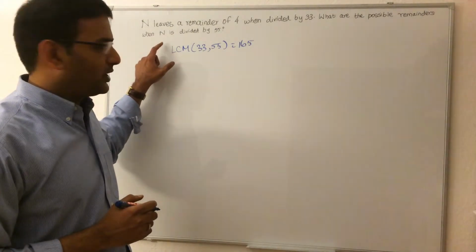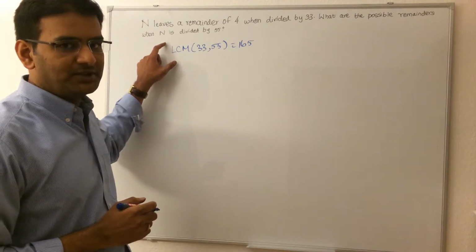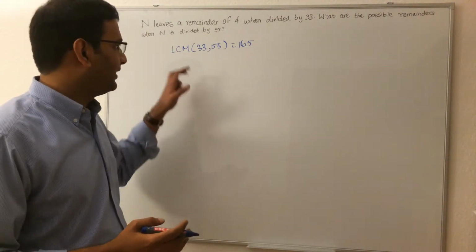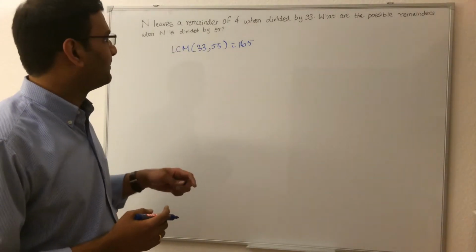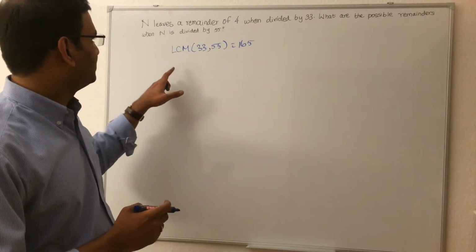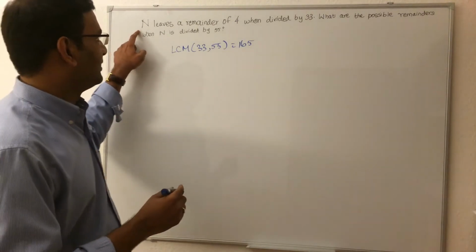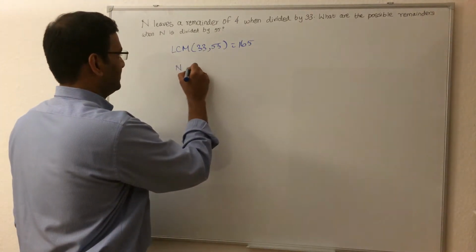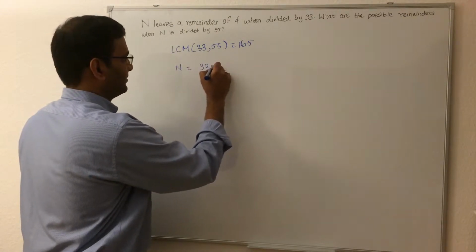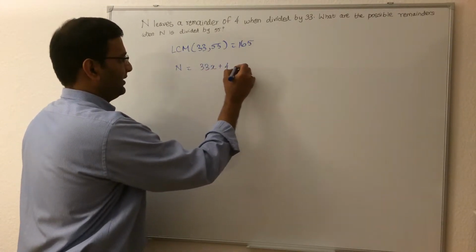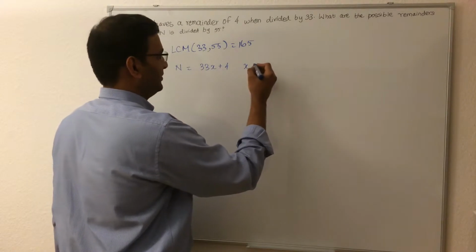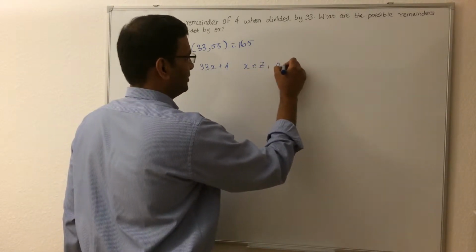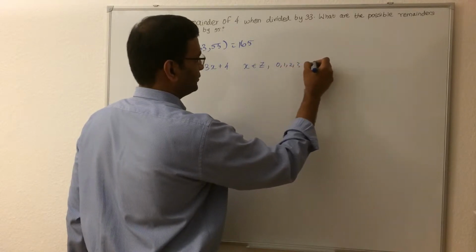In case you don't know how to calculate the least common multiple, please watch other YouTube videos or grab a textbook on high school mathematics and refresh your fundamentals. Now, having said this, we could represent n in a format that includes 33. So n could be rewritten as 33x plus 4, where x is an integer. And x could take values 0, 1, 2, 3, and so on and so forth.